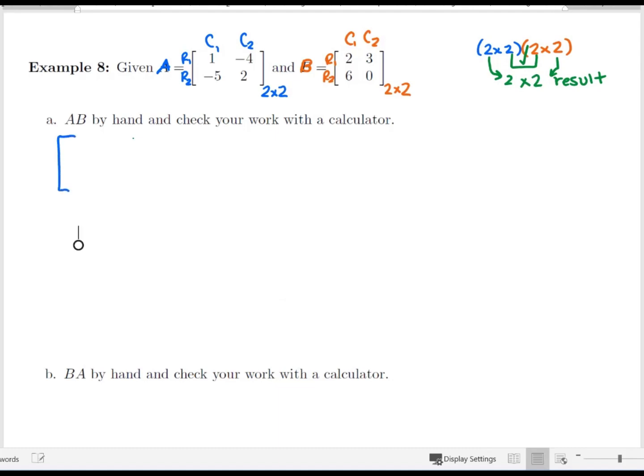I'm going to write A first, 1, -4 across the top, -5, 2 across the bottom. And we're multiplying that by B. Remember, order does matter. So A times B. And remember, we're doing rows times columns, RC cola, which means we're going to need the rows from A. So I'm labeling the rows, and the columns from B. Okay. Our answer is going to wind up being a 2 by 2.